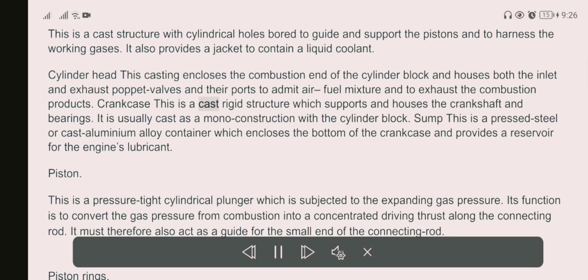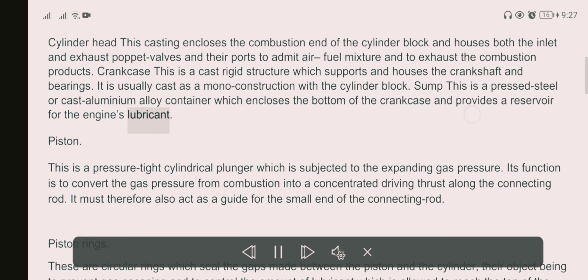Crankcase. This is a cast rigid structure which supports and houses the crankshaft and bearings. It is usually cast as a mono construction with the cylinder block. Sump. This is a pressed steel or cast aluminium alloy container which encloses the bottom of the crankcase and provides a reservoir for the engine's lubricant.